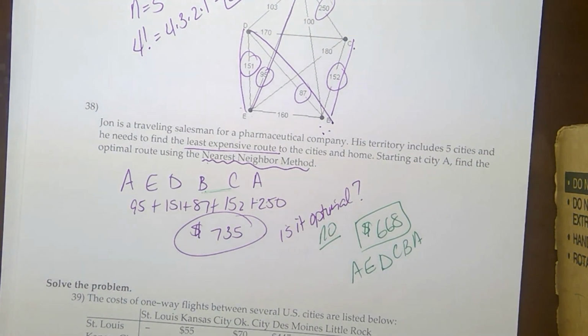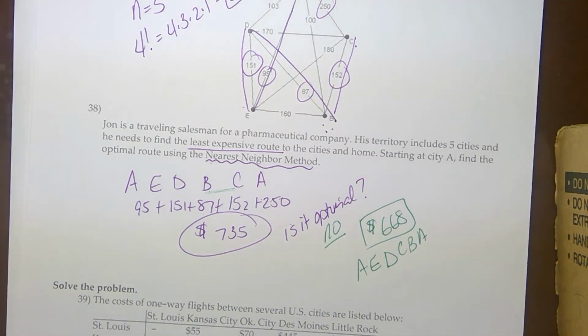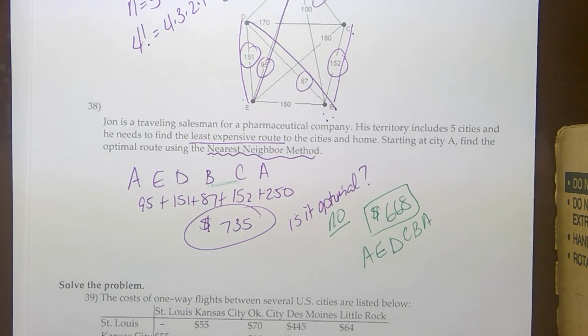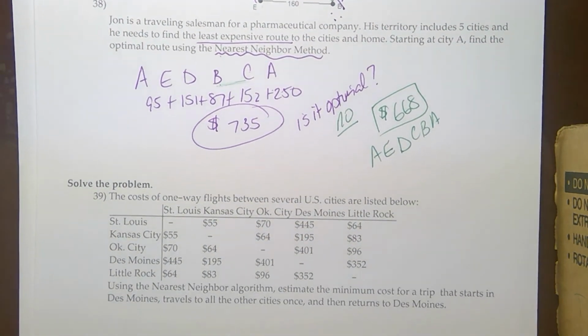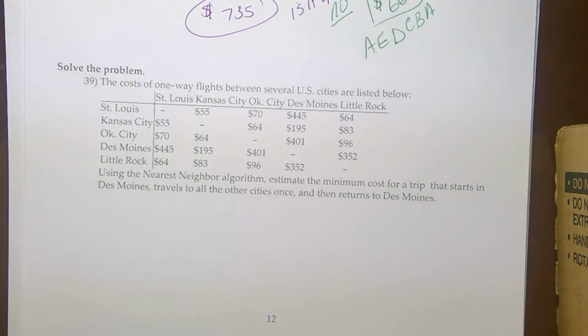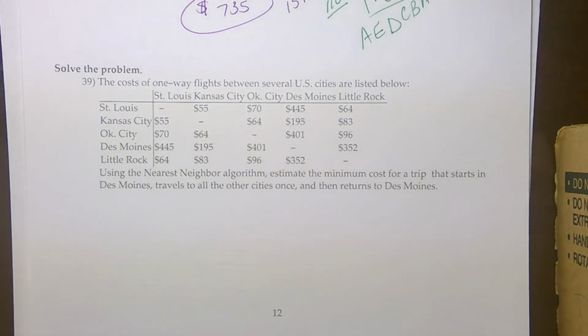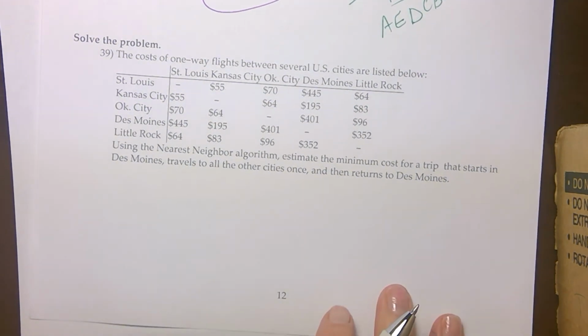Okay, so the nearest neighbor method does not always give us the optimal solution, but it does give us a good solution. And it's good enough when it's going to be so much longer to do the brute force method. Now, if you have a computer and an algorithm to calculate all the possibilities for you, that brute force method is a lot easier. One more example, one more practice problem before we're done.